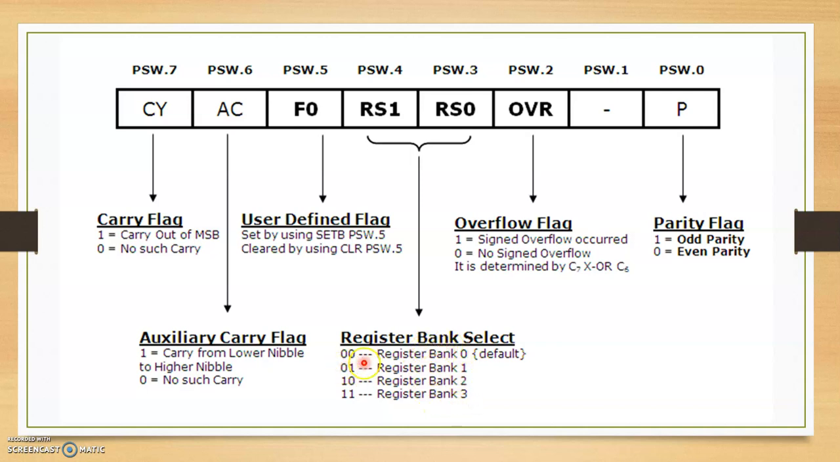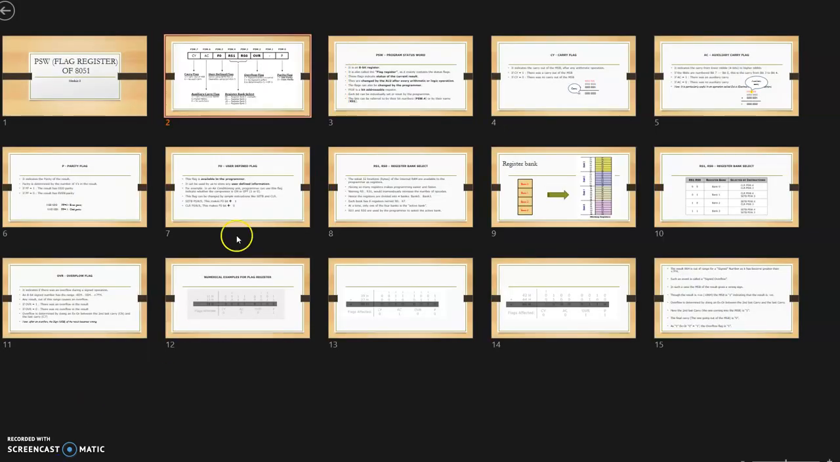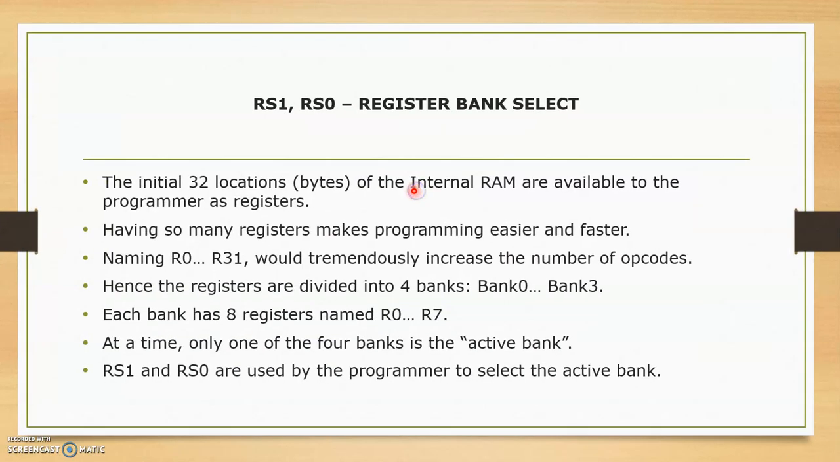So we have 4 banks, so we need 2 bits to select the bank. 00 means register bank 0, 01 is bank 1, 10 is bank 2 and 11 is bank 3. Using these 2 bits, we can select the register bank.